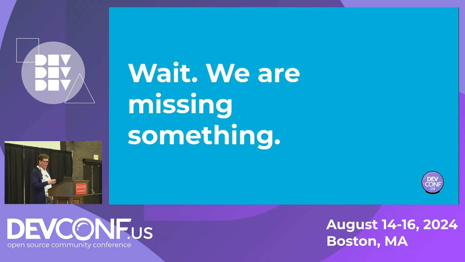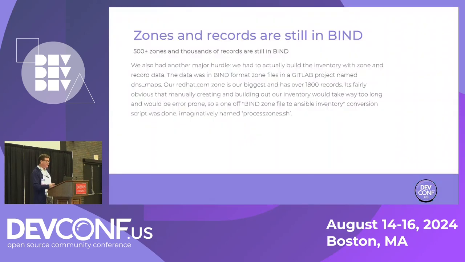When we started this project, there were 500 separate zones in Bind that we needed to create an inventory for, each of those zones. It was thousands of lines of fairly simple DNS data. So what's missing? Our zones and records are still in Bind. We had a massive migration task to perform. For example, our redhat.com zone has over 1,800 records in it.